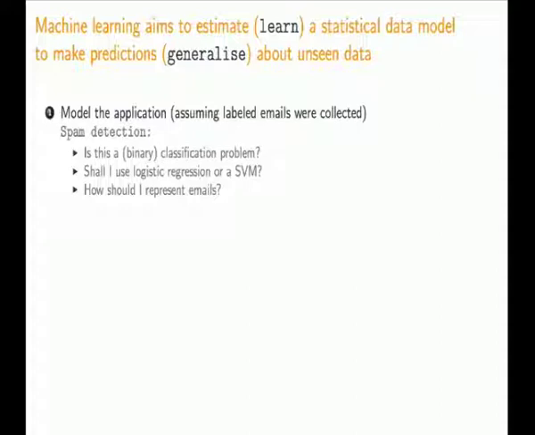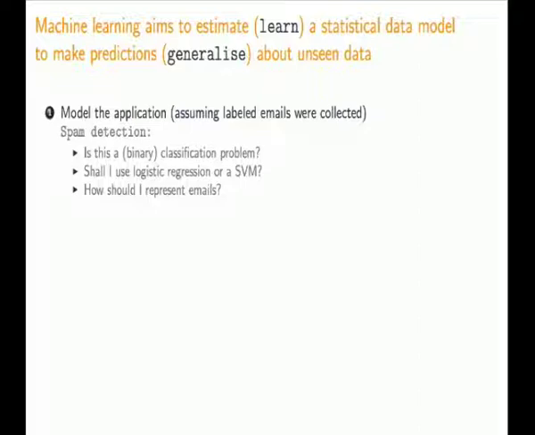A very popular and early success of machine learning is spam detection. If you think about spam detection, you want to decide whether some email is spam or not. And that sounds like a binary classification problem, at least in the simplest version. Now once you decided to model that as a binary classification problem, there are a whole bunch of other choices that you have to make, like for example, should I pick logistic regression, or should I use an SVM, should I use a neural network, and the list goes on.